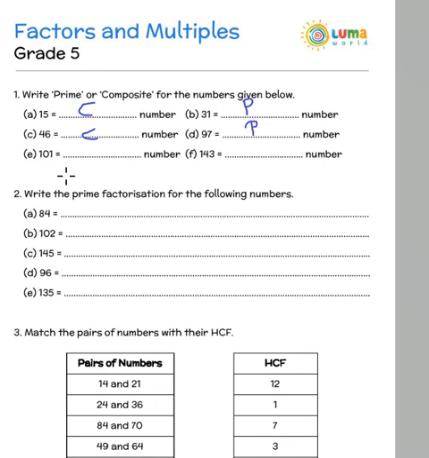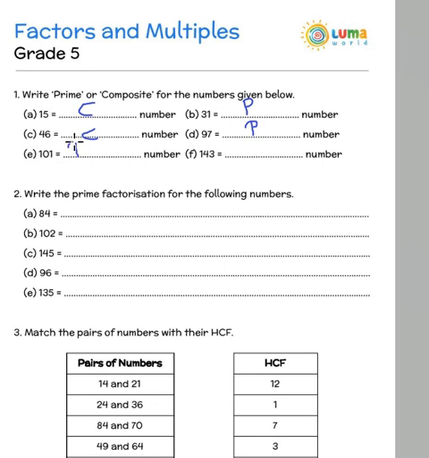Similarly, 101, again, when you check, you will find that it does not go in the 2 times table, 3 times table, or multiple other tables. For example, let's check whether it goes in the 9 times table. No, 1 plus 1 is 2. Remember, you have to also test the divisibility for the 11 times table. And we see that 101 does not go in the 11 times table too. And this is a prime number.